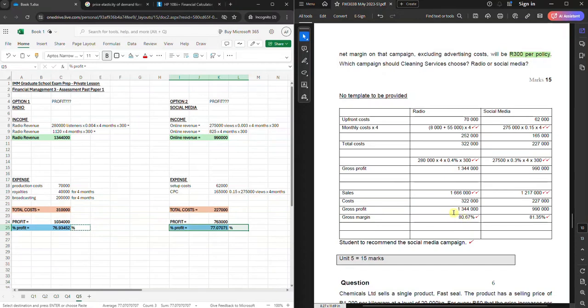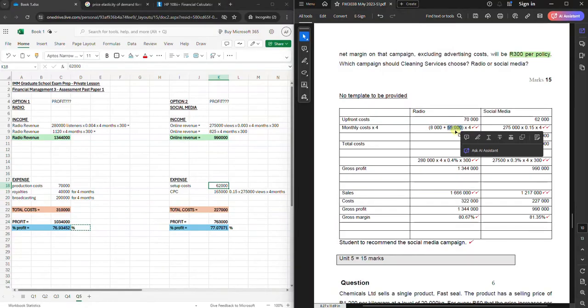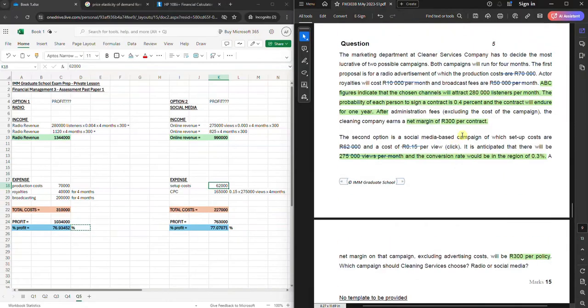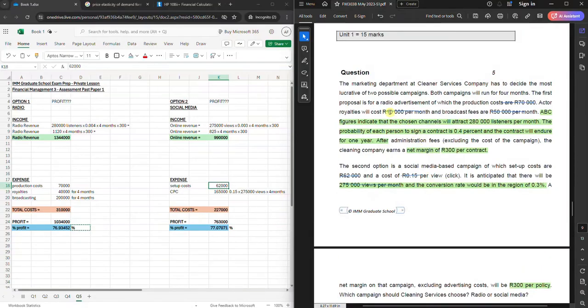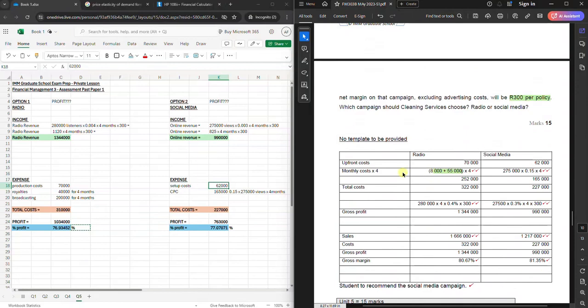Oh, I see the amounts are a bit different. Why? Upfront costs, what were our upfront costs? 70 and 62, that's right. The monthly costs, we had 8. Oh, okay, this is wrong. Where's this 55 coming from? I don't know where the 8's coming from either. There's a problem with the answer here. I think they made a mistake. It should have been 10 and 50. Yeah, absolutely, I agree with you. Their memo's wrong again.